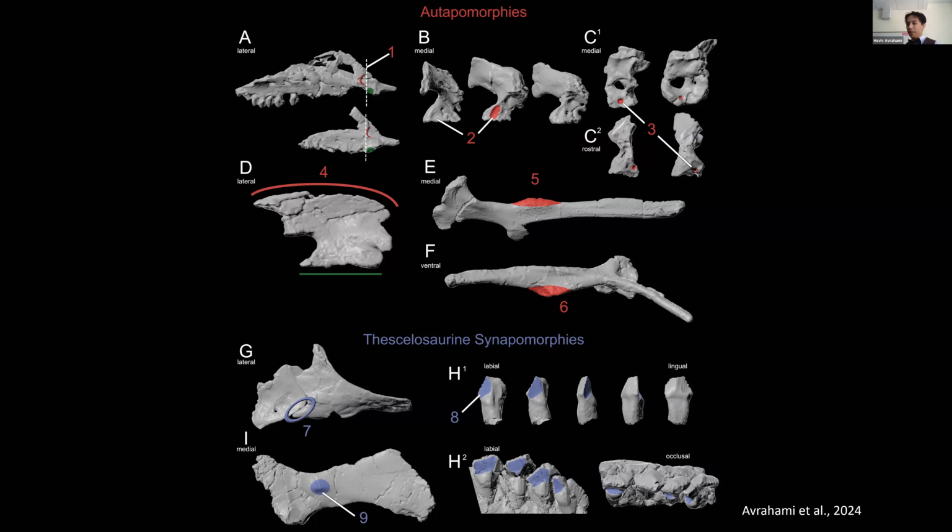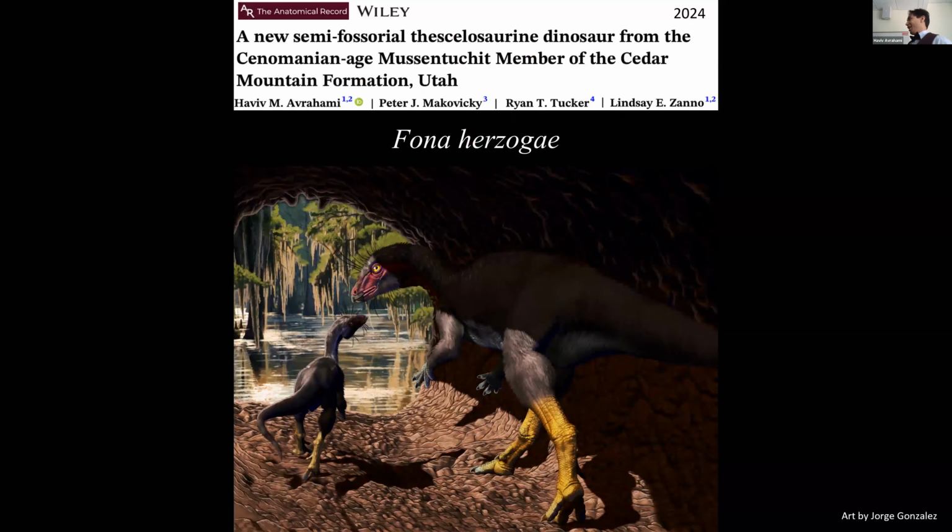So all that said and done, last year we were able to publish this new dinosaur and finally give it a name, and we named it Fona herzogae. All right. And I'll talk briefly about what the name means, but dinosaurs, fossils usually get two names when you name them. There's a genus and a species name, right?